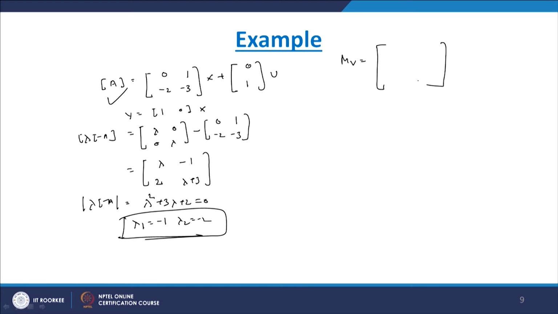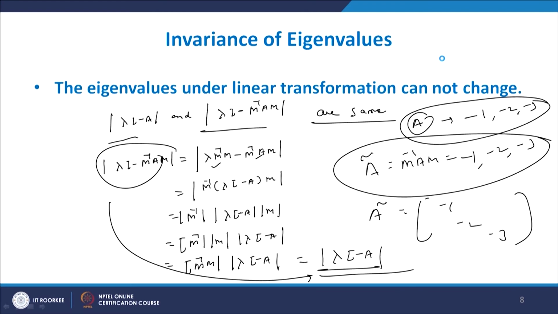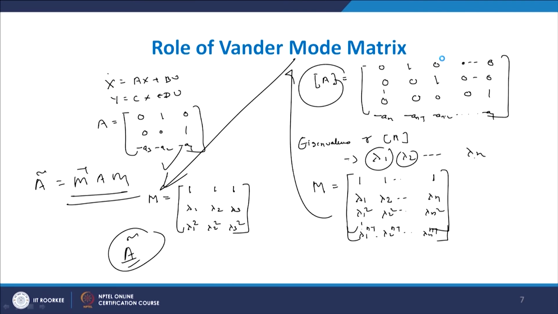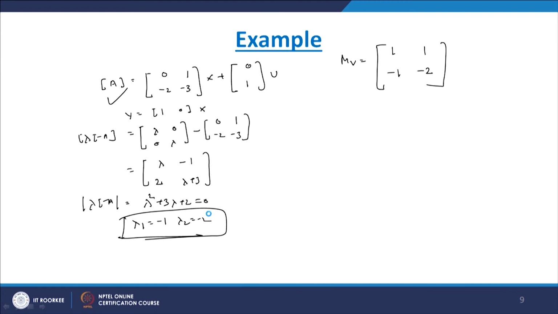Here we started with 1, 1, and what are the eigenvalues? Minus 1 or minus 2. Just see here. Earlier we have seen this concept: 1, 1, lambda 1, lambda 2, lambda 3, lambda 1 square, lambda 2 square, lambda 3 square, but in our example the order is 2. So, here 1, 1, minus 1, minus 2. Afterward, we have to calculate MV inverse, that is the inverse of the model matrix.